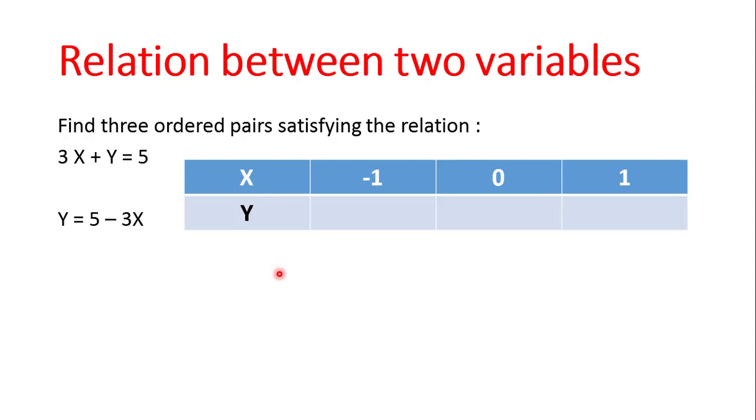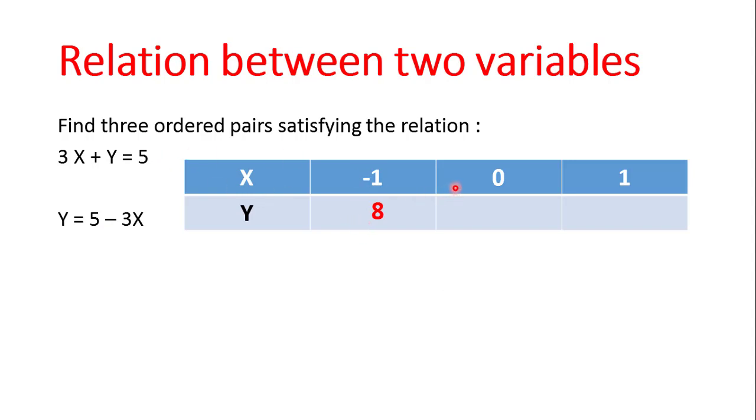For example, I'll choose x negative 1. Then I'll substitute here. So y equals 5 minus 3 times negative 1. 3 times negative 1 is negative 3. So y equals 5 minus negative 3. It means 5 plus 3, so it will be 8. And so this is the first ordered pair, x with y, negative 1 and 8.